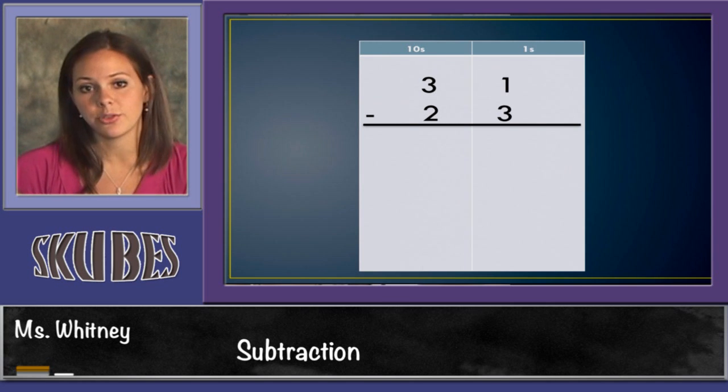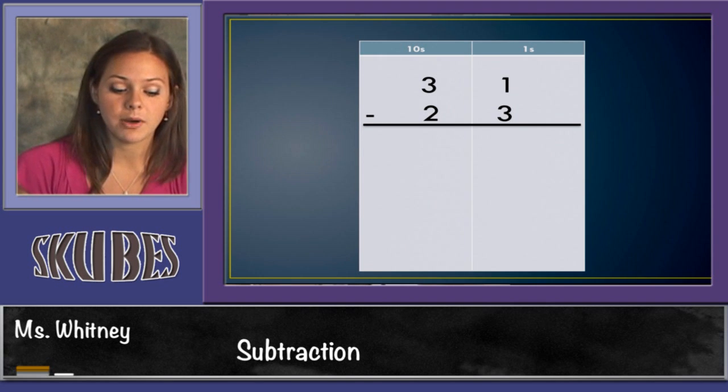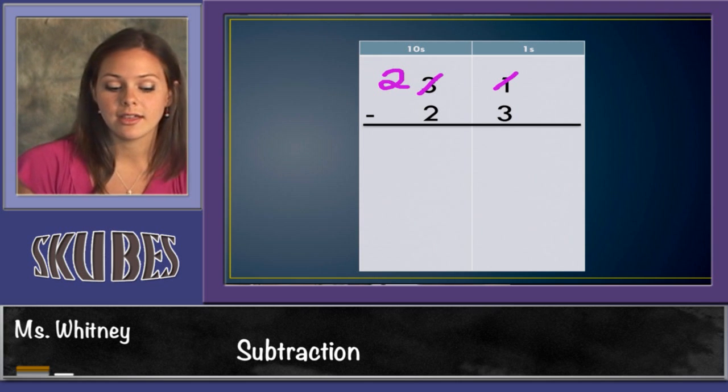I have 1 take away 3. 1 is smaller than 3. I can't take away 3 from 1. So I'm going to borrow from next door. My 3 becomes a 2. I borrow 10. My 1 becomes an 11.